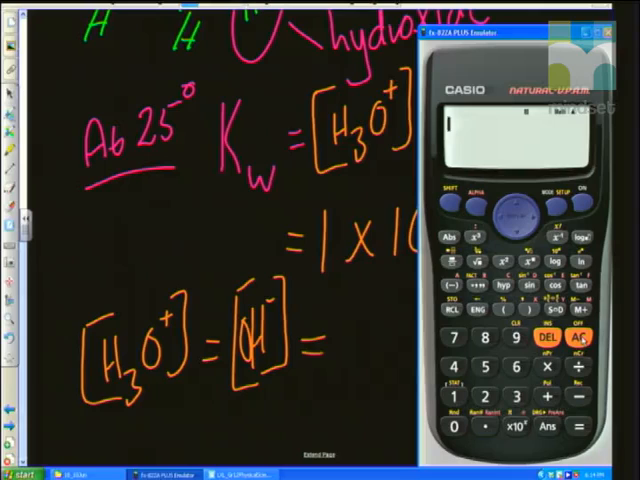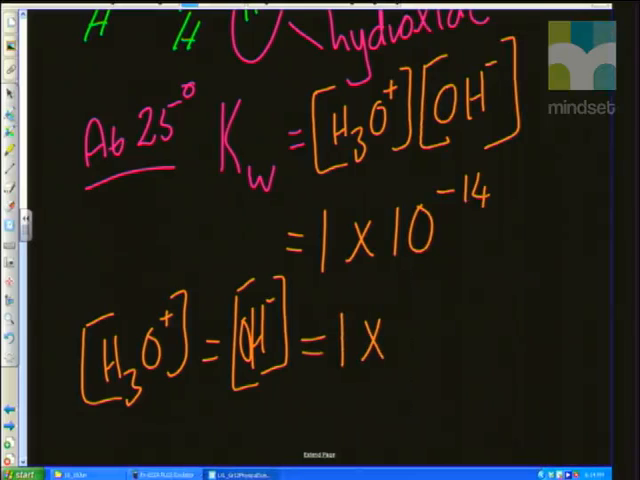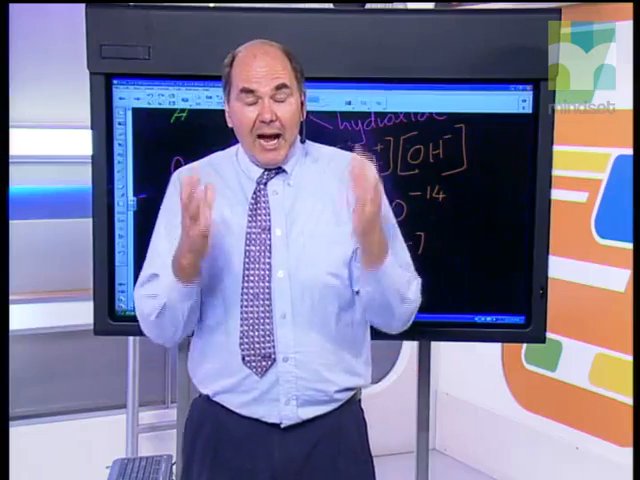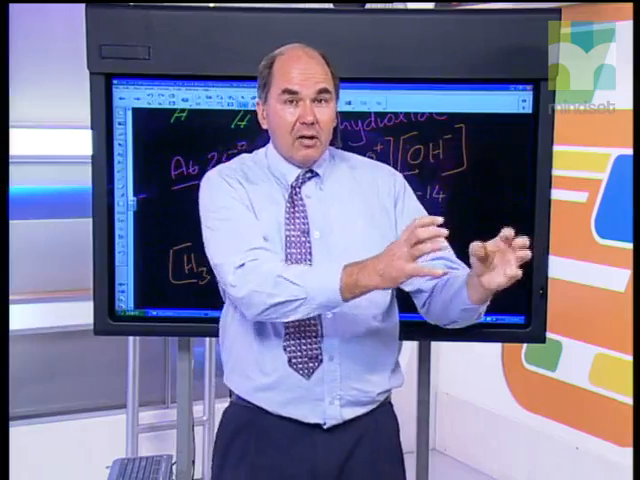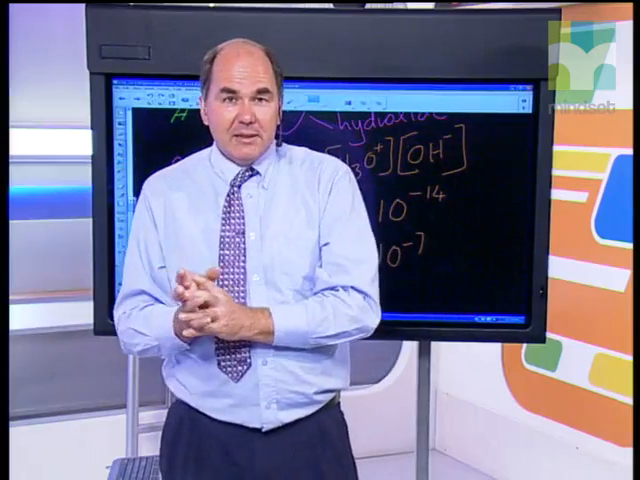I want to get the square root. So let's just take the square root of 1 exponent negative 14, and let's see what we get. And that you can see is a very small fraction, and it's equal to 1 times 10 to the minus 7. Guys, I'm tired of working with these very small numbers. The hydrogen ion concentration, or hydronium ion concentration, hydroxide ion concentration, 1 times 10 to the minus 7.